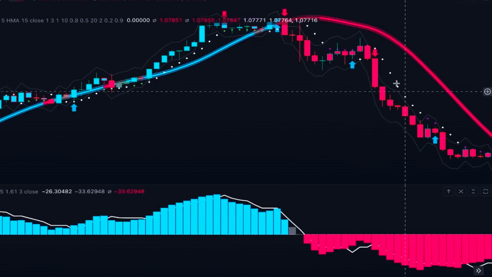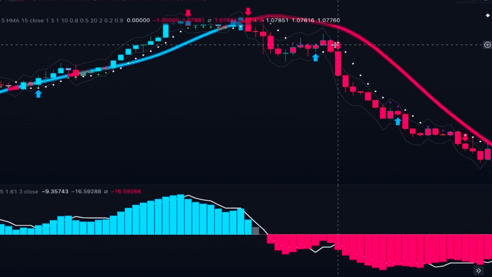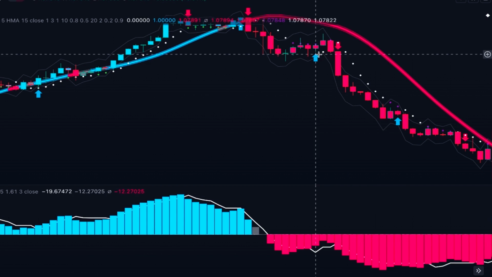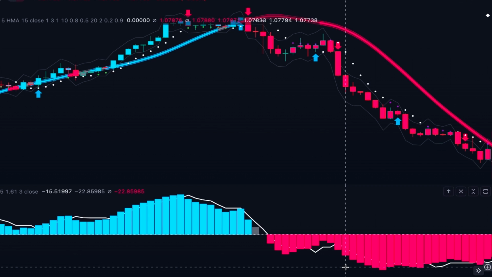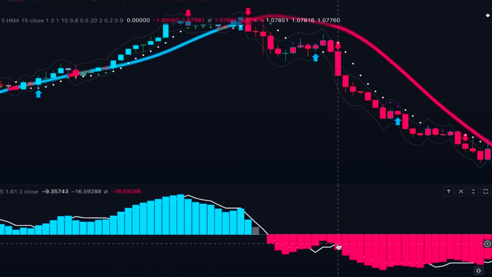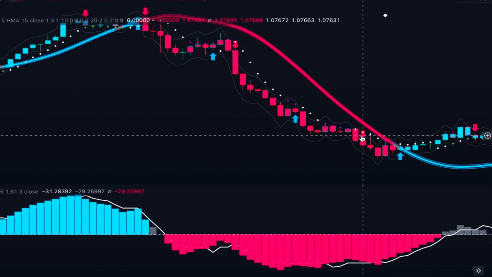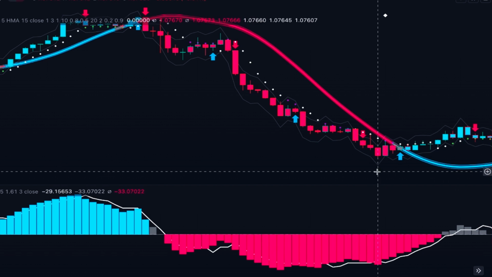Similarly, when the baseline is red, we focus on sell signals. In this situation, we don't care about buy signals and we only take the sell signals where the bar is red and below the white line. So this sell signal here is confirmed. But for example, this sell signal here is not confirmed because as you can see, the bar is above the white line and this shows that downside momentum is weakening.